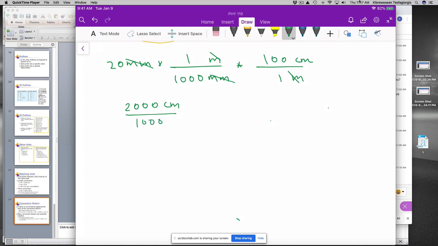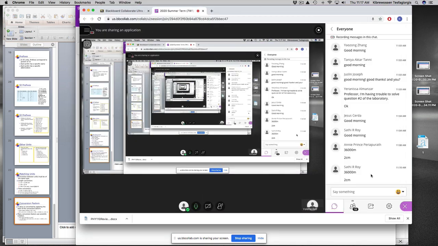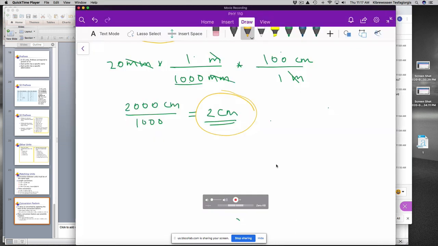right? How do I get that? 20 times 1 times 100 is 3000. I mean 2000. Divide that by this 1000, right? Then you get that. So the final answer will be 2 centimeters. Okay, excellent, very good. I saw students already answered that. Excellent, very good. So that's how you're going to proceed.